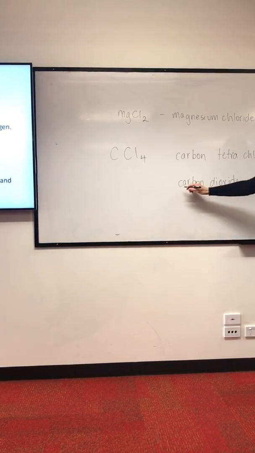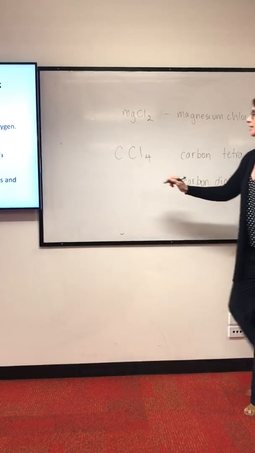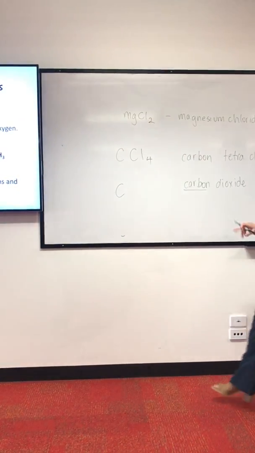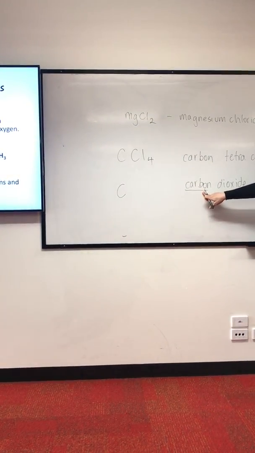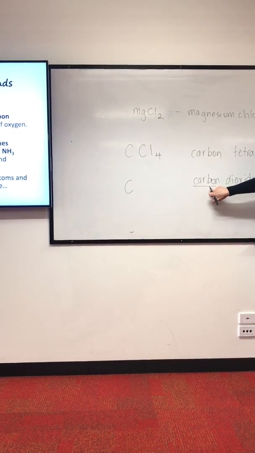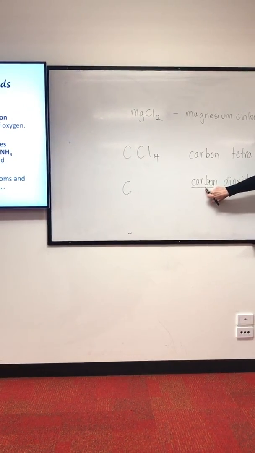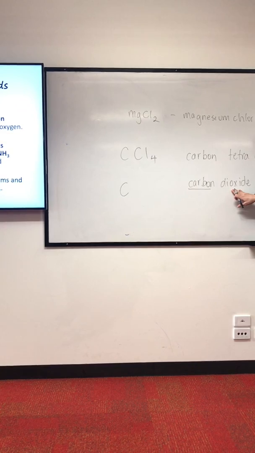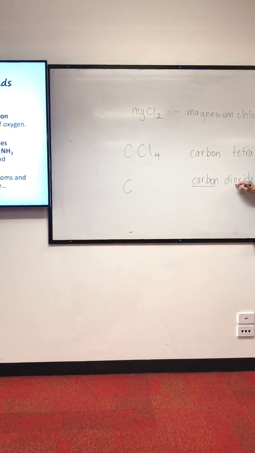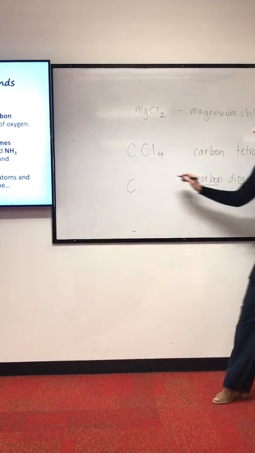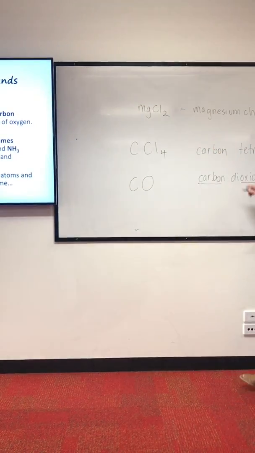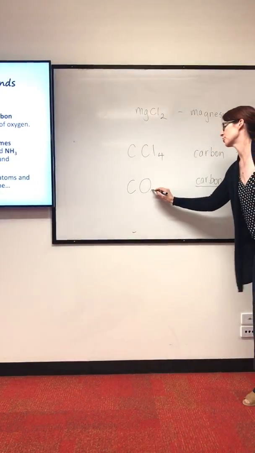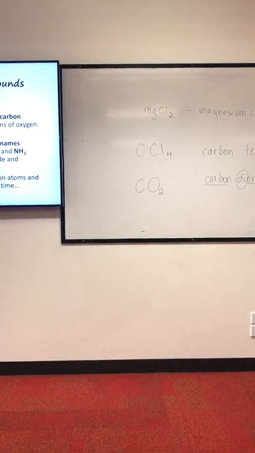The first element will be carbon. How many do I have of them? One. Now I could have written monocarbon, but we just don't. That's our rule. And then what element do I have here? Oxygen. And how many do I have? Prefix is 2. Is that right? Yes, it is.